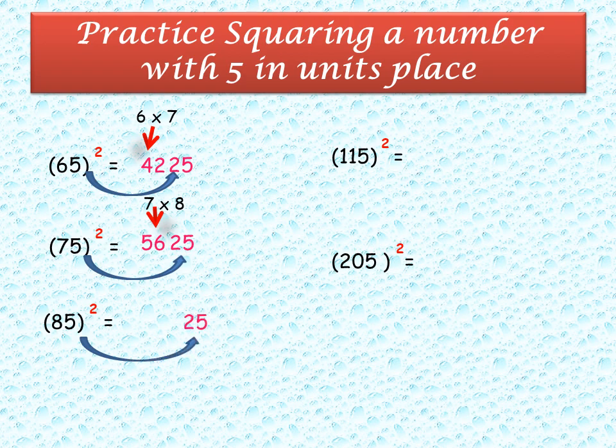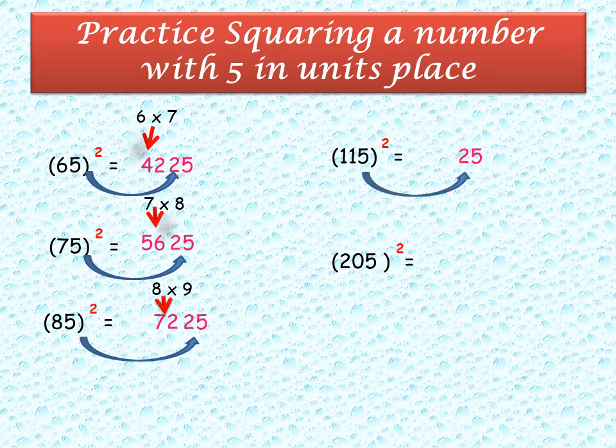We will see the answer for 85 square. So 5 square we write as usual. Now we add the product of 8 into 9, that is 72, before 25. So our answer for 85 square is 7225.